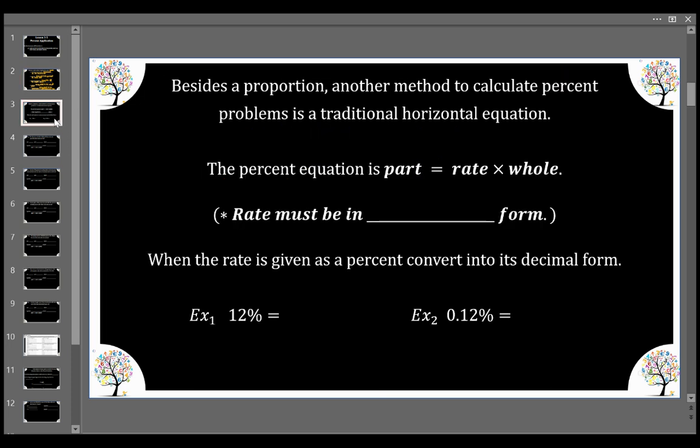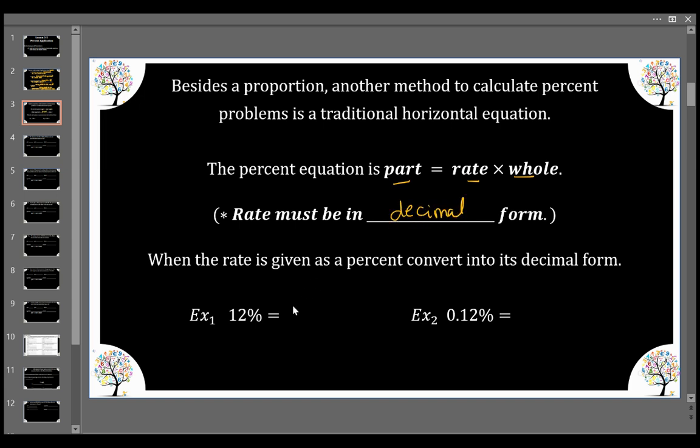Okay, let's go ahead and talk about how we are going to solve these real life situations. We can still apply the proportion that we learned in the previous lesson, but there is another way we can solve these with a horizontal equation. The percent equation is part equals rate times the whole. So part of the total is calculated by multiplying the rate times the original amount. And our rate must be in decimal form.